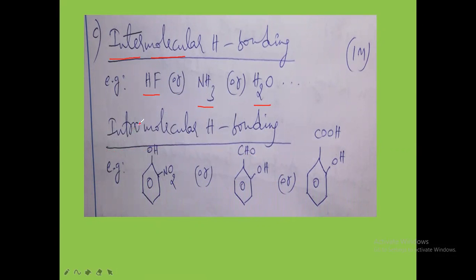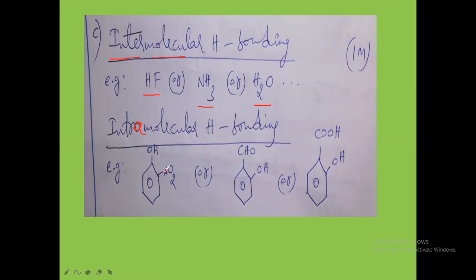Next, intramolecular. So intramolecular means what? Within the molecule. Intra means within the same molecule, between two atoms. Hydrogen bonding is generally between a hydrogen atom and more electronegative atoms such as fluorine, oxygen, nitrogen, and sometimes chlorine. So here, intramolecular hydrogen bonding.